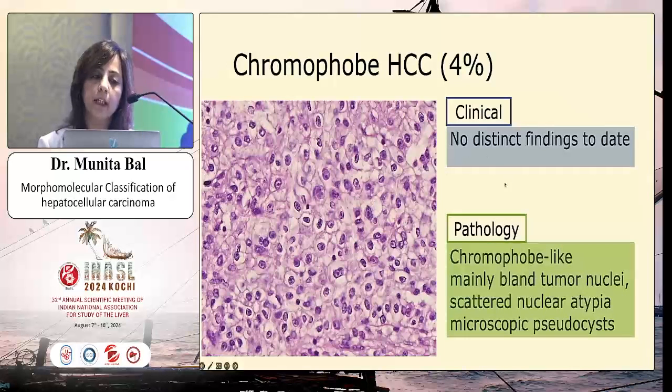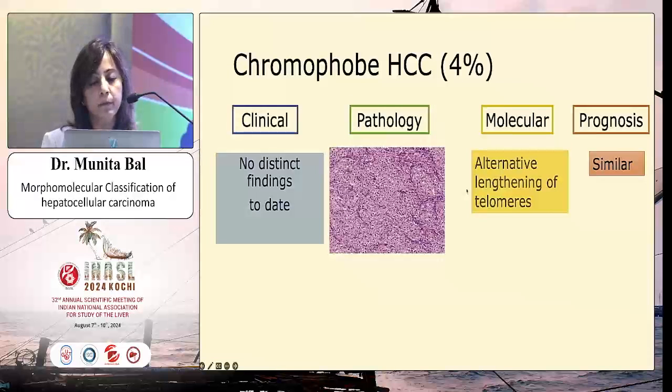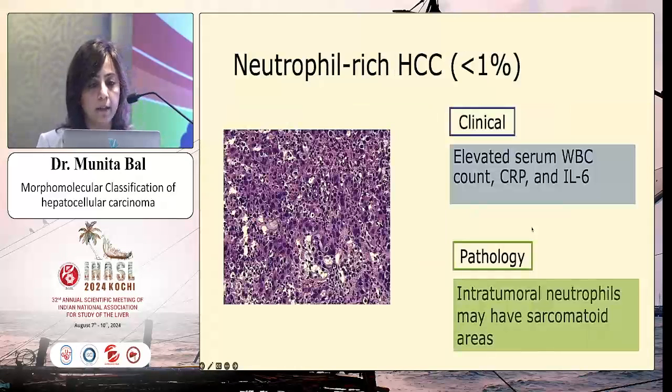Another interesting entity is the chromophobe hepatocellular carcinoma. Now, you might be familiar with the chromophobe type of renal cell carcinoma. A similar appearance of tumor has also been reported in hepatocellular carcinomas. These are also molecularly found to have a different pathogenesis, of alternative lengthening of telomeres. Clinical outcomes are not known to be very different.